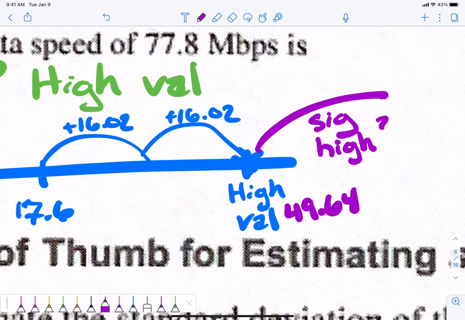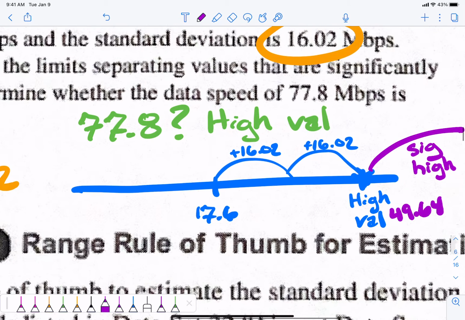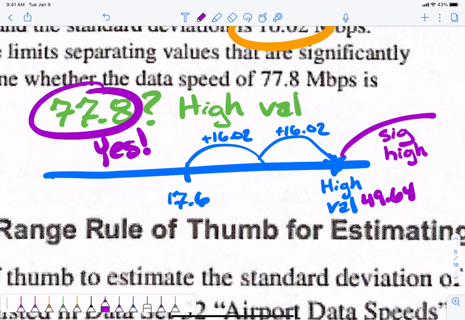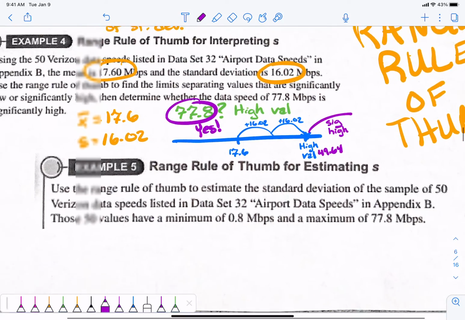So now what? 77.8, is it significantly high? Yes. It's considered kind of an outlier number, right? A significantly high number. Make sense? Good? Now, the range rule of thumb for estimating the standard deviation. We're going to do that in this next one.